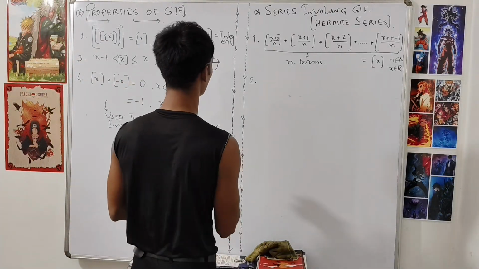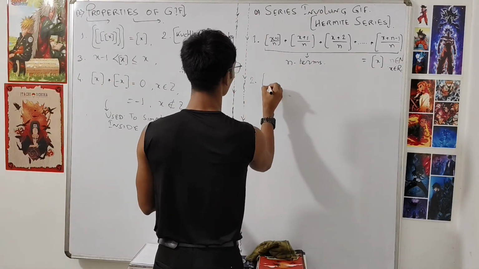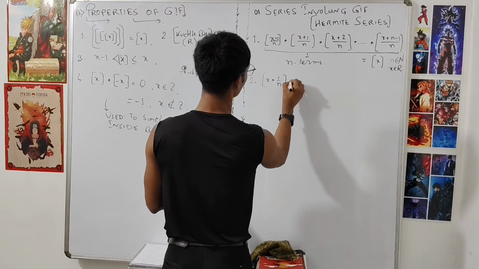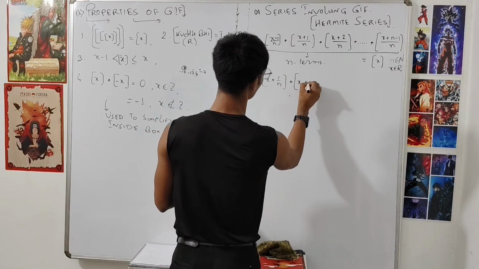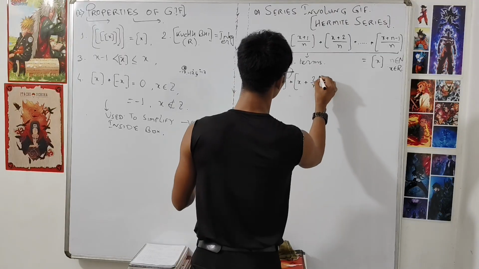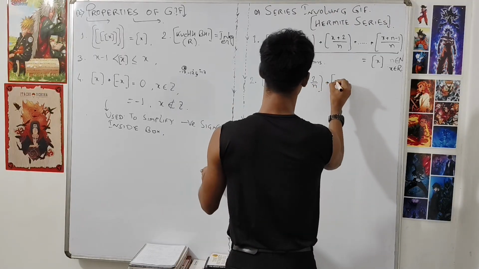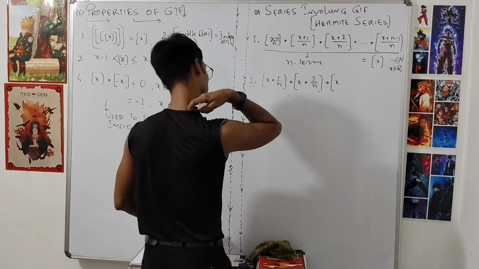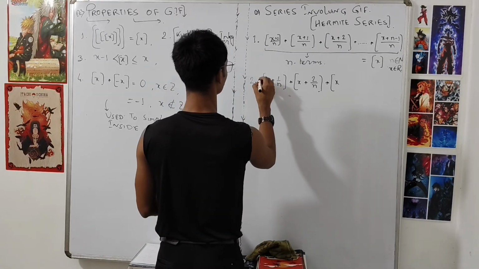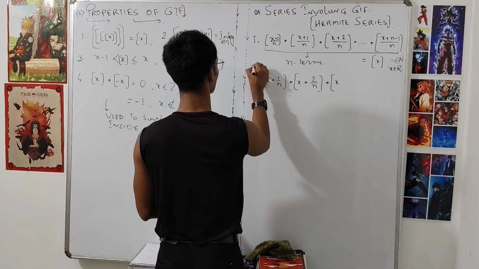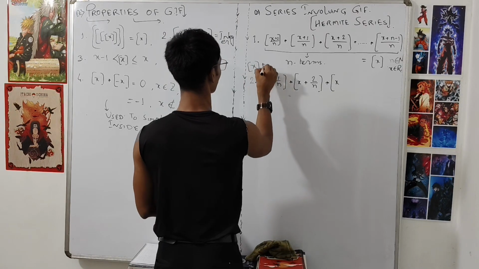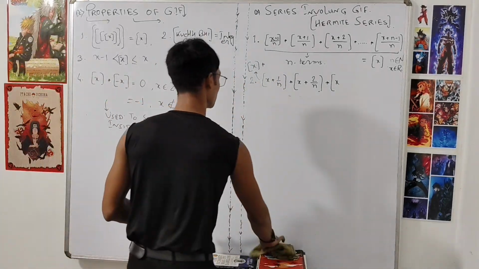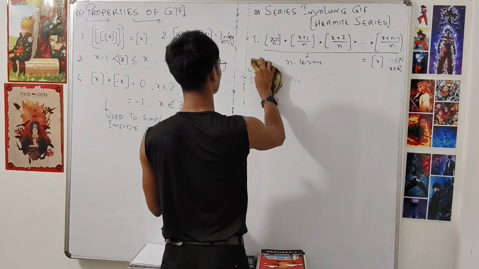Okay, now second one is box of x plus 1 by n, box of x plus 2 by n. Third one, box of, oh sorry, yes, here it's also box. Forget it, I'll write from the start.